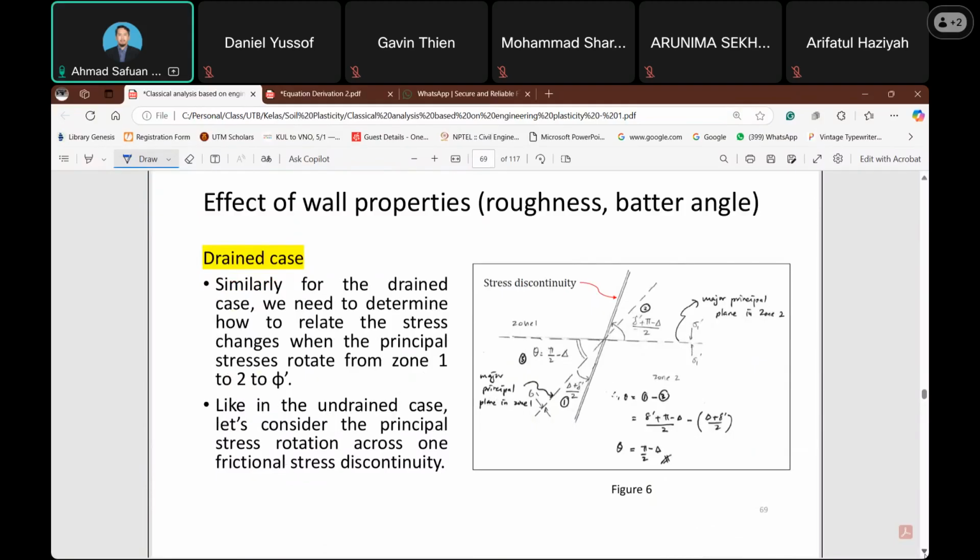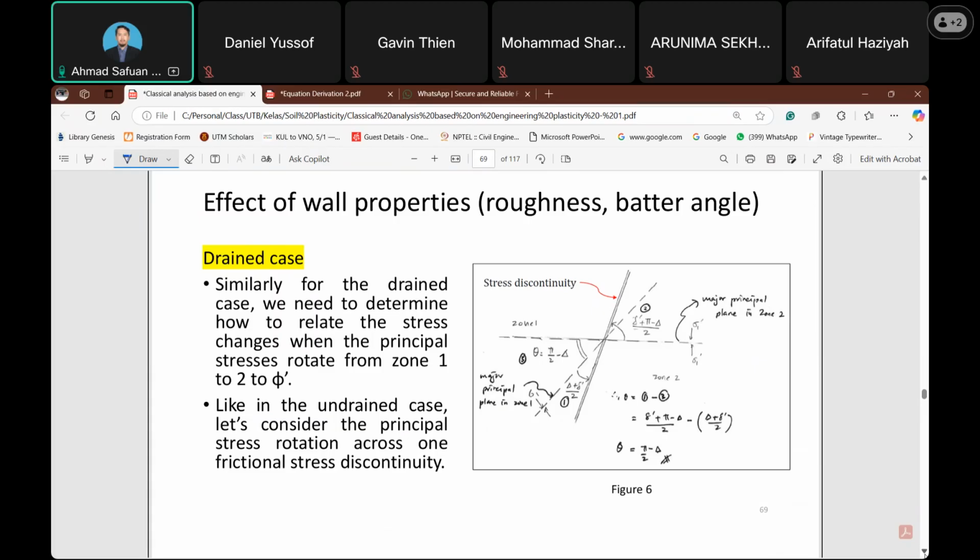Okay, similar for the drained case, we need to determine how the principal stress rotates from zone 1 to zone 2, and this includes the phi value, because for the drained case we have a phi value. Like in the undrained case, let's consider the principal stress rotation across one frictional stress discontinuity.